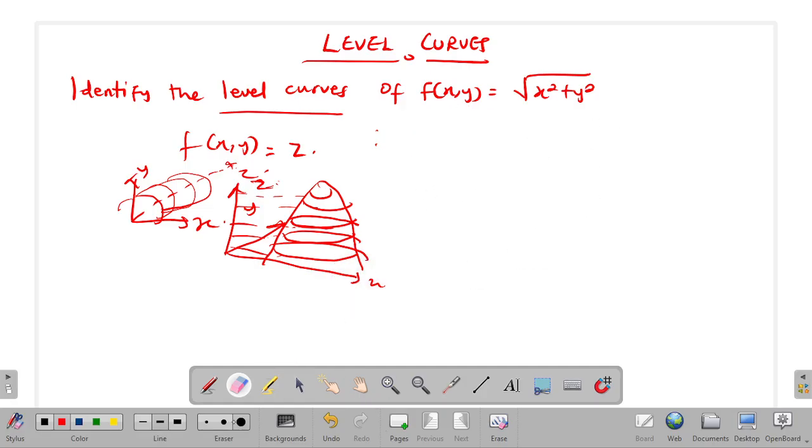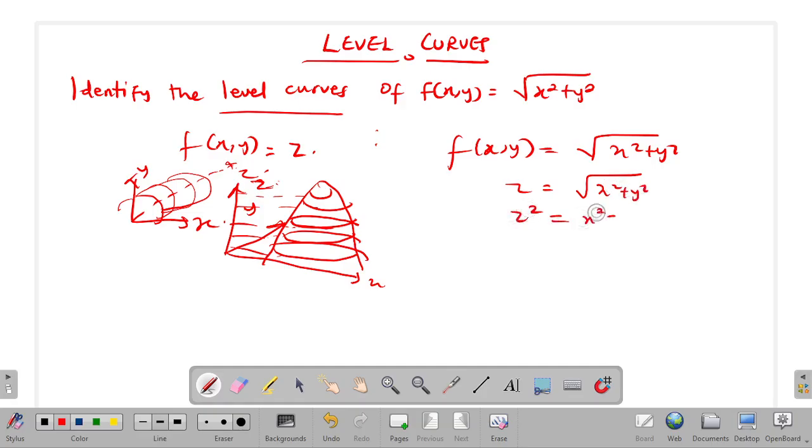So we have a function f of x, y given as square root of x squared plus y squared. Then you write z is equal to square root of x squared plus y squared. So we get z squared is equal to x squared plus y squared. So you clearly know that this function that we have here is an equation of an upper cone.